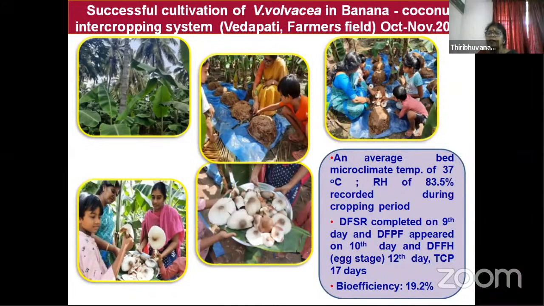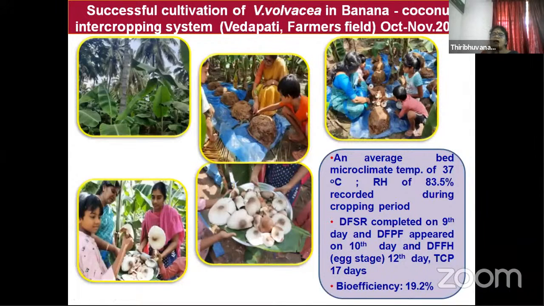Recently, in the month of November, I conducted a trial in the banana and coconut intercropping system at Vedapatti in Balagondar, in a farmer's field. Here in the banana intercropping system also, an average bed temperature of 37 degrees centigrade and a relative humidity of 83.5, similar to the indoor cultivation, was achieved. The mushrooms came to harvest on the 12th day with a total cropping cycle of 17 days. And here you can see the children, who were at home during the corona period, were also involved. They were quite happy to see the mushrooms, they all enjoyed it, and they are now asking for the spawn to take up this study.